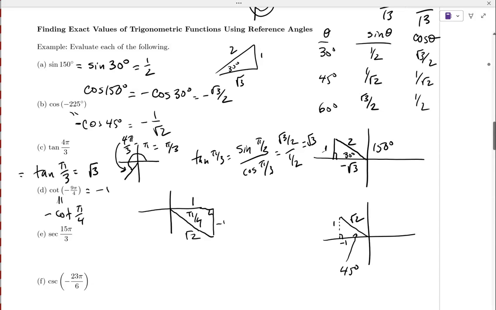Again, if you didn't want the reference triangle and just wanted to go by what you memorized, cotangent is equal to cosine over sine. It's the reciprocal of tangent. So you do 1 over root 2 over 1 over root 2, and I get 1. And it's negative because we're down here. That makes sense?